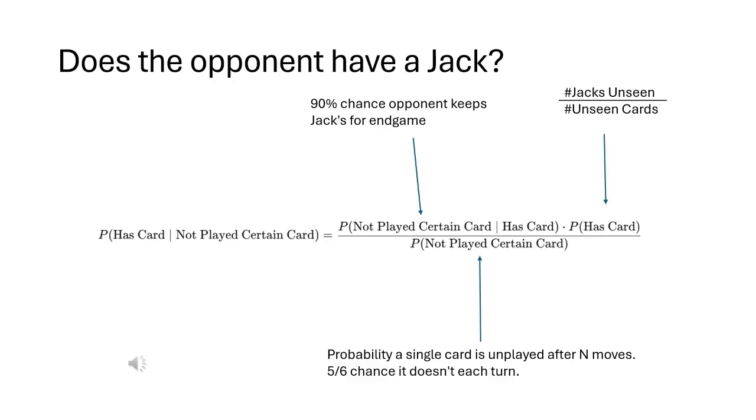To combat this, we used Bayesian probability to take into account the number of actions the opponent had played, the number of unseen cards, and the number of unseen jacks. A random card has a 5 out of 6 chance of not being played every turn. We could use Bayes' formula, as seen on this slide, to guess if the opponent had a certain type of jack.